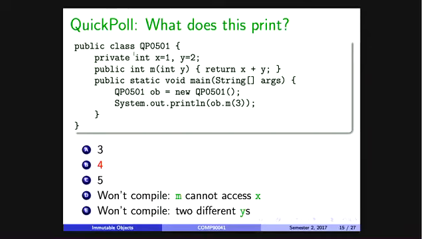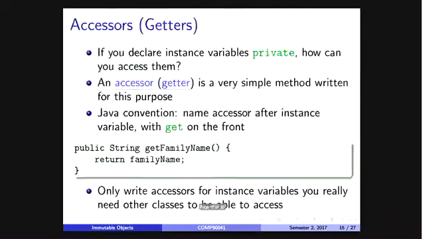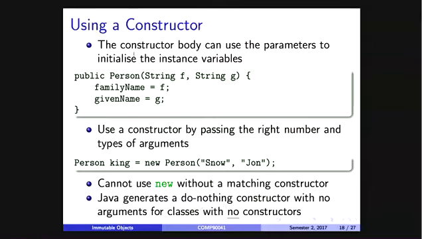But here's the interesting thing. If we go back to this guy, so this is living inside the Person class, and we've given it a constructor with 2 arguments. So what's going to happen if I say new Person, open paren, close paren?